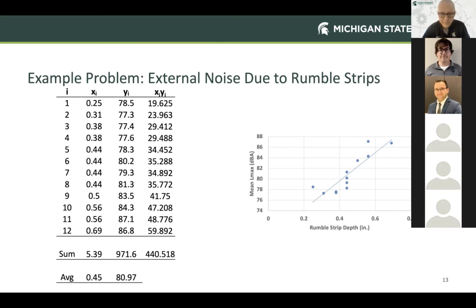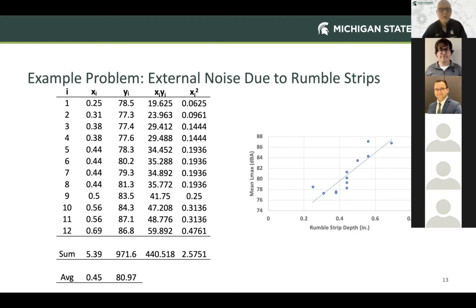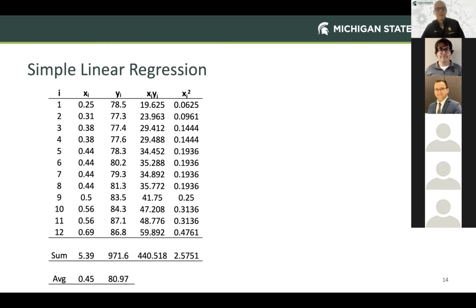440.518, and then immediately after that we're calculating the quantities for x squared for each of the individual observations, and then as we had seen the need for in the preceding equations in the S_xx term, we would also be interested in the sum of that corresponding quantity, okay? And so hopefully everybody's with me here.